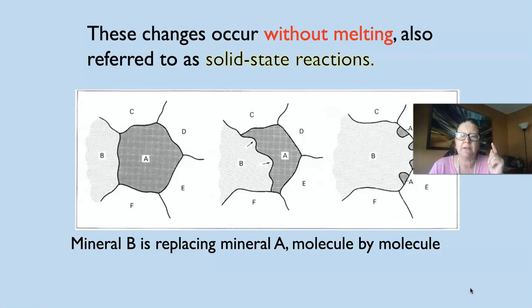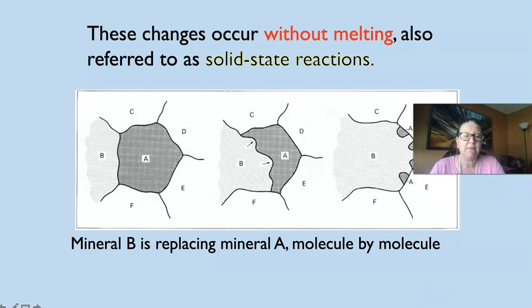What's very important is that these changes occur without melting. Metamorphism does not involve melting. Remember that. If you melt the rock, you are back to magma. And the next thing that you're going to get when you think about the rock cycle is igneous rocks. You cannot melt a rock and make it metamorphic. Once you melt it, it goes back to igneous.